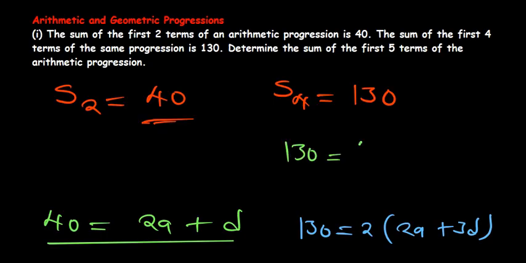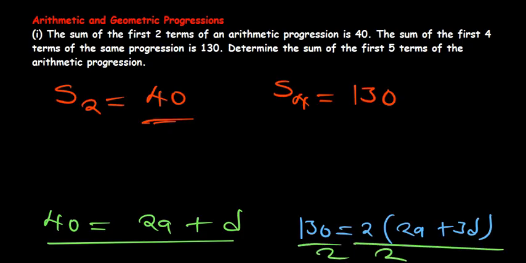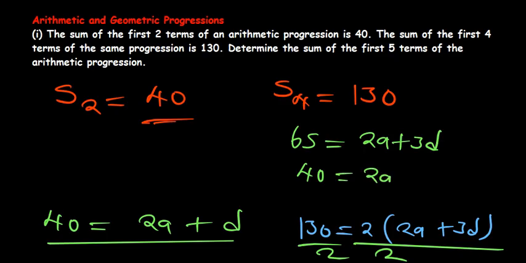In fact, you can do something easier there. Without multiplying by 2, you can just divide by 2 both sides. What happens if you divide the 130 by 2? That would be 65. So we've got 65 is equal to 2a plus 3d. The other one is 40 is equal to 2a plus d.